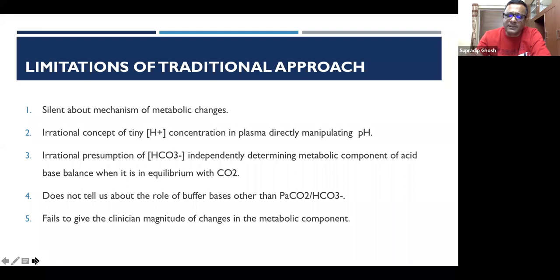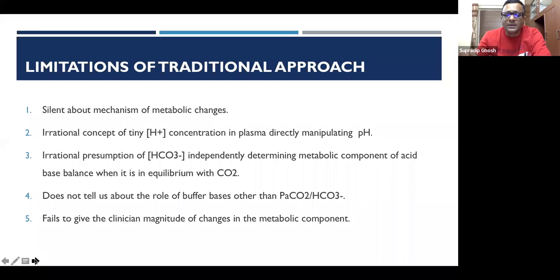How can hydrogen ion individually or independently change its concentration on its own? It's not possible. What is the concentration of sodium? 140 millimole per liter. Hydrogen ion concentration, 40 nanomole per liter. So it's very, very irrational to assume that hydrogen ion concentration in plasma is directly manipulated on its own.